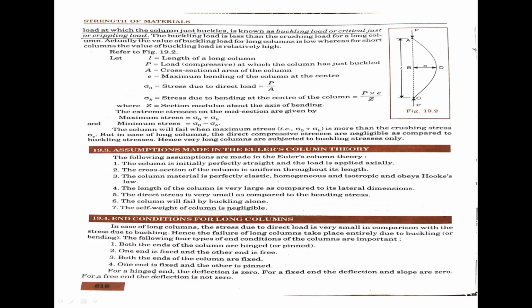For a hinged end, the deflection is zero. For a fixed end, the deflection and the slope are zero. For a free end, the deflection is not zero. These conditions are very important. A hinged support has no deflection. A fixed support has slope and deflection both zero. But at a free end, the deflection is not zero. These are the column end conditions.